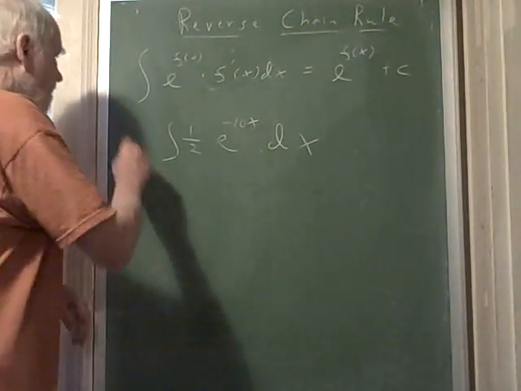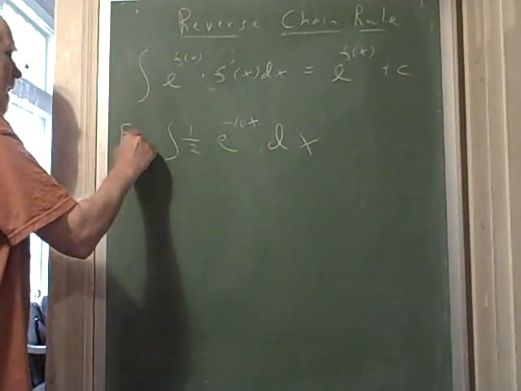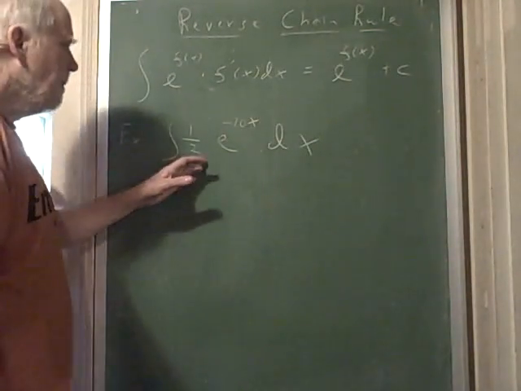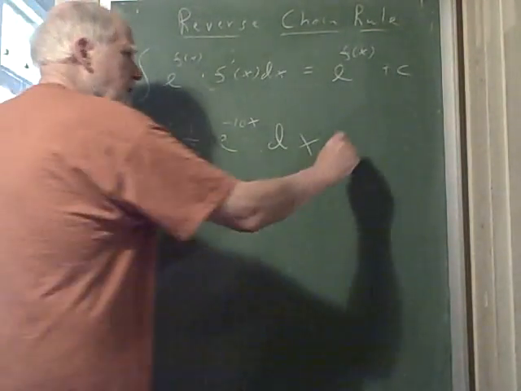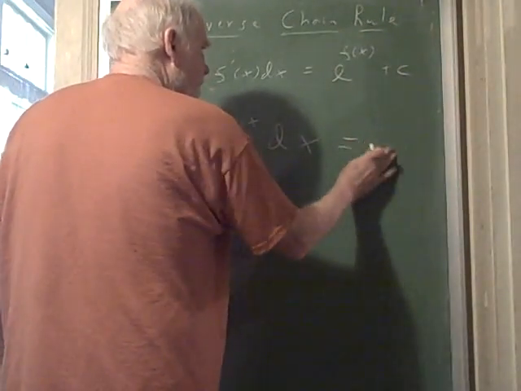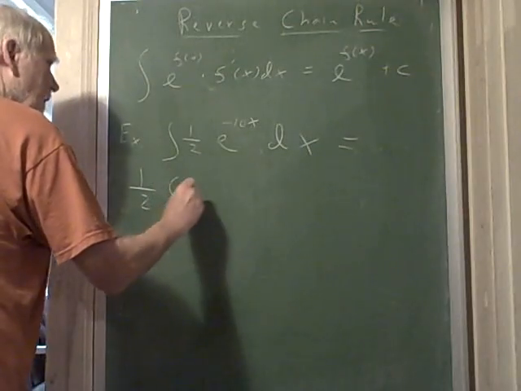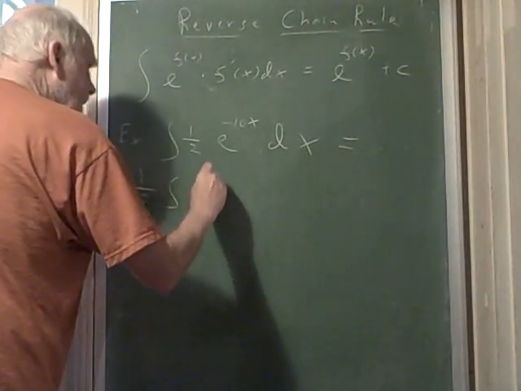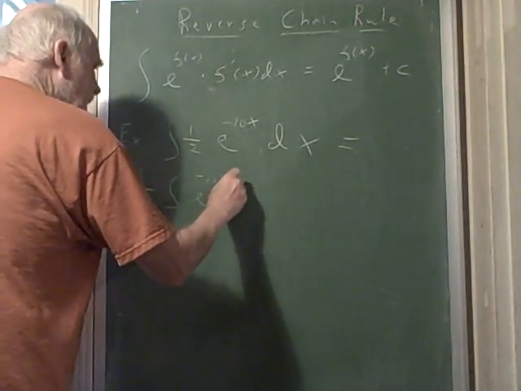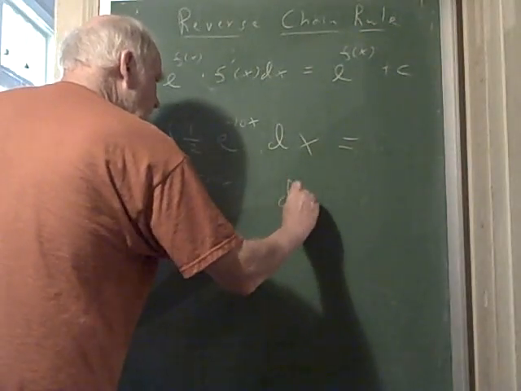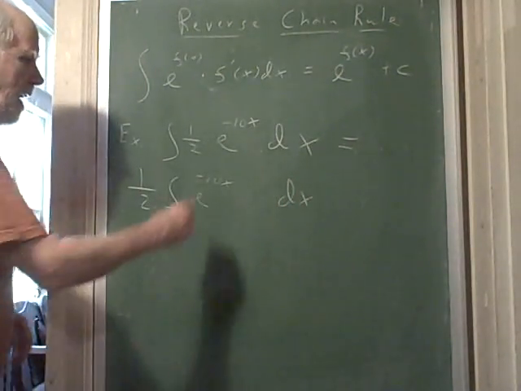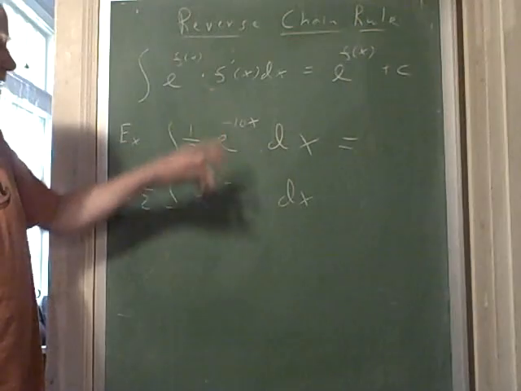Now, here's an example, and the first thing I look at in here is this 1/2 is kind of a distraction, so I'm going to pull that out. And I'm going to put 1/2 here, the antiderivative of e to the negative 10x dx. I'm going to put dx way over here. The reason is I'm going to need f prime. It says I need f prime here.